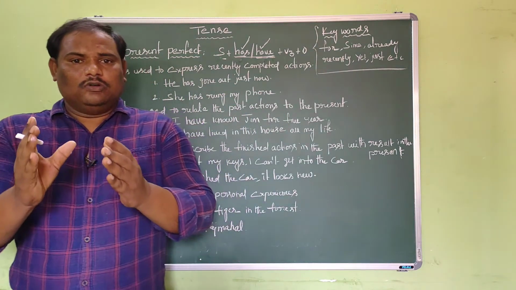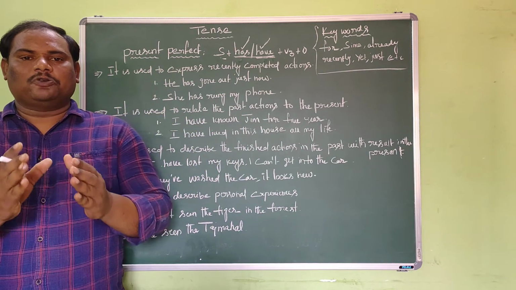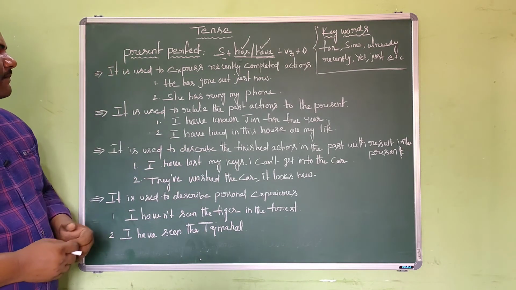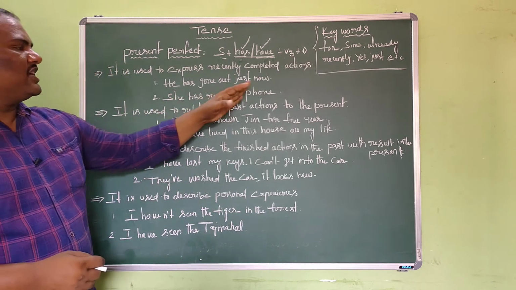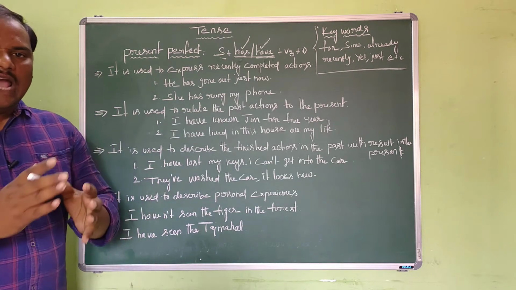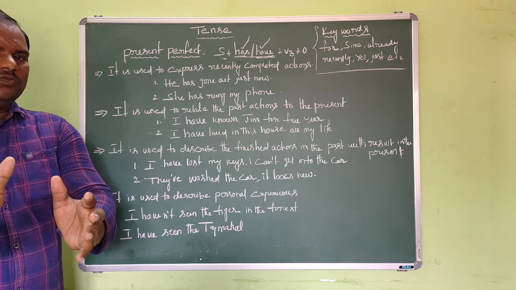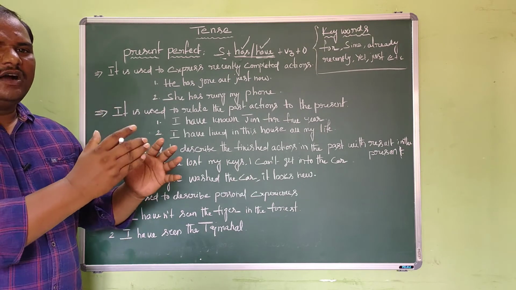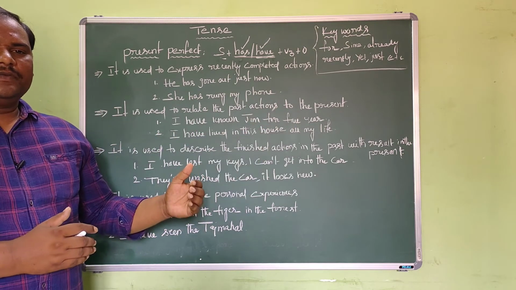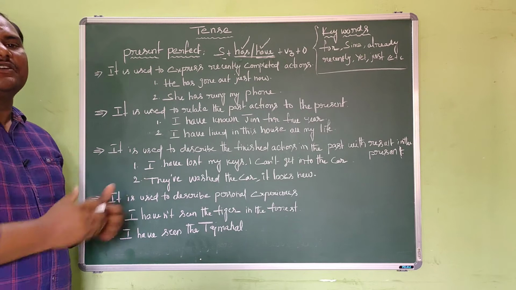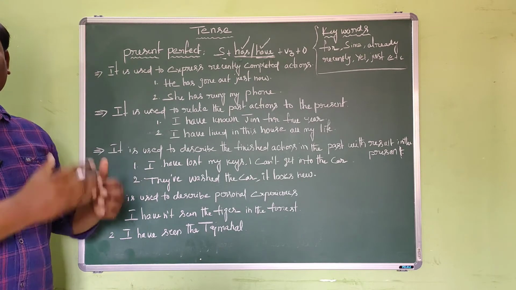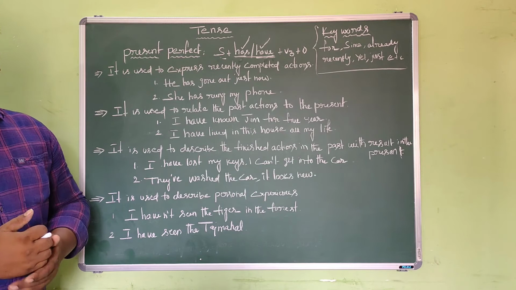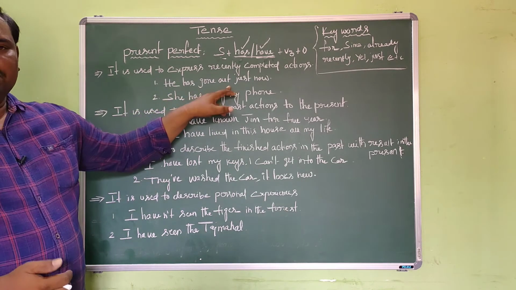We shall try to understand the first purpose of present perfect tense with the help of the two examples I have written on the board. He has gone out just now. మనం మాట్లాడడానికి కొద్ది సమయం ముందే అతను బయటికి వెళ్ళాడు. The action happened recently. As it is a recent finished action, it has been written in present perfect tense.